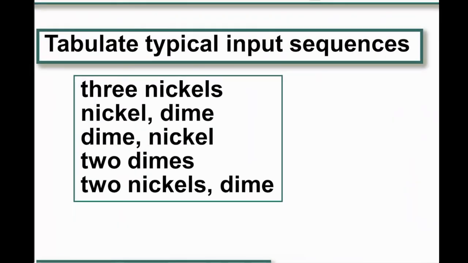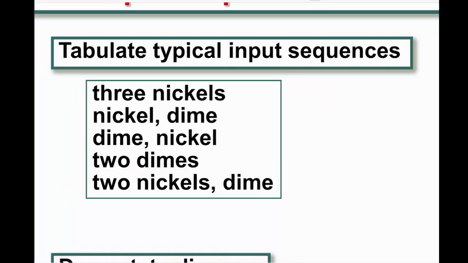Well, the user may enter 3 nickels to get the pack of gum, or they may enter nickel and dime, or in the reverse order, dime and nickel, or they may enter 2 dimes, or they may enter 2 dimes followed by a nickel, right? So all of these are typical input sequences the user may go through to get a pack of gum. And we are going to be using N as the input variable for nickel, and for dime we can use D.